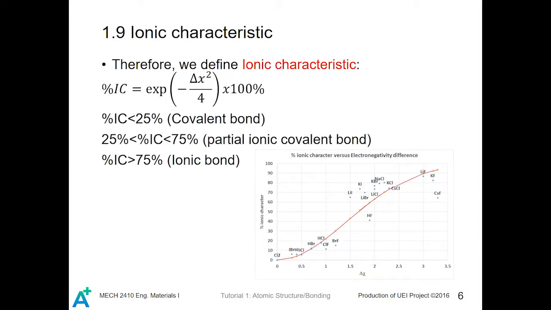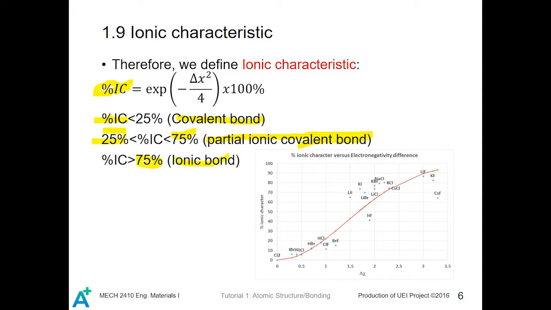Using these ideas, we define ionic character. The percentage of ionic character is equal to e to the power of negative (delta x) squared over 4, times 100%. If this is less than 25%, we consider it a covalent bond. If it is between 25 and 75%, we consider it a partially ionic covalent bond. If it is larger than 75%, we consider it an ionic bond.